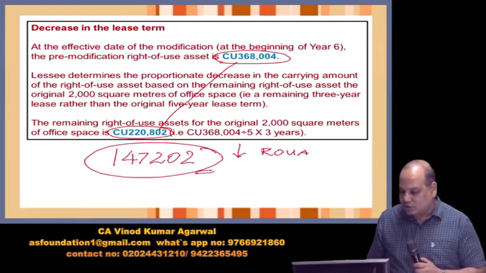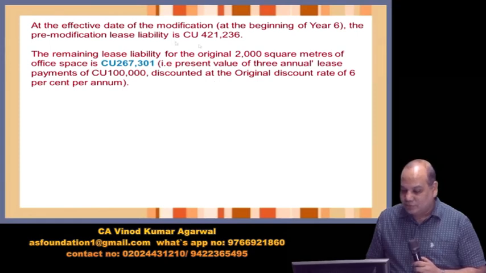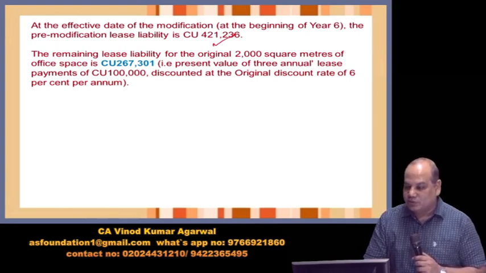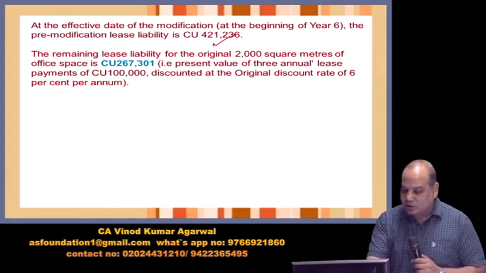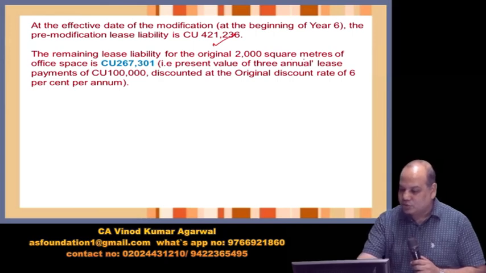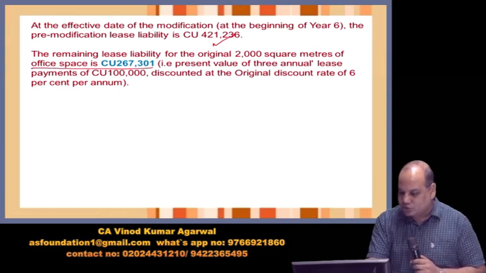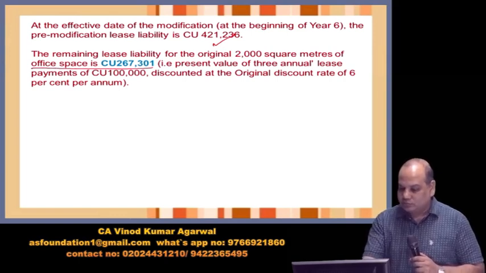Okay. Let us see the liability also. The original liability. At the effective date of modification, the pre-modification lease liability is 421,236. Where is this number? In your table. Last line, year 6 opening balance. Is it there? 421,236. Now the remaining lease liability for original 2000 square meter of office space is 267,301.